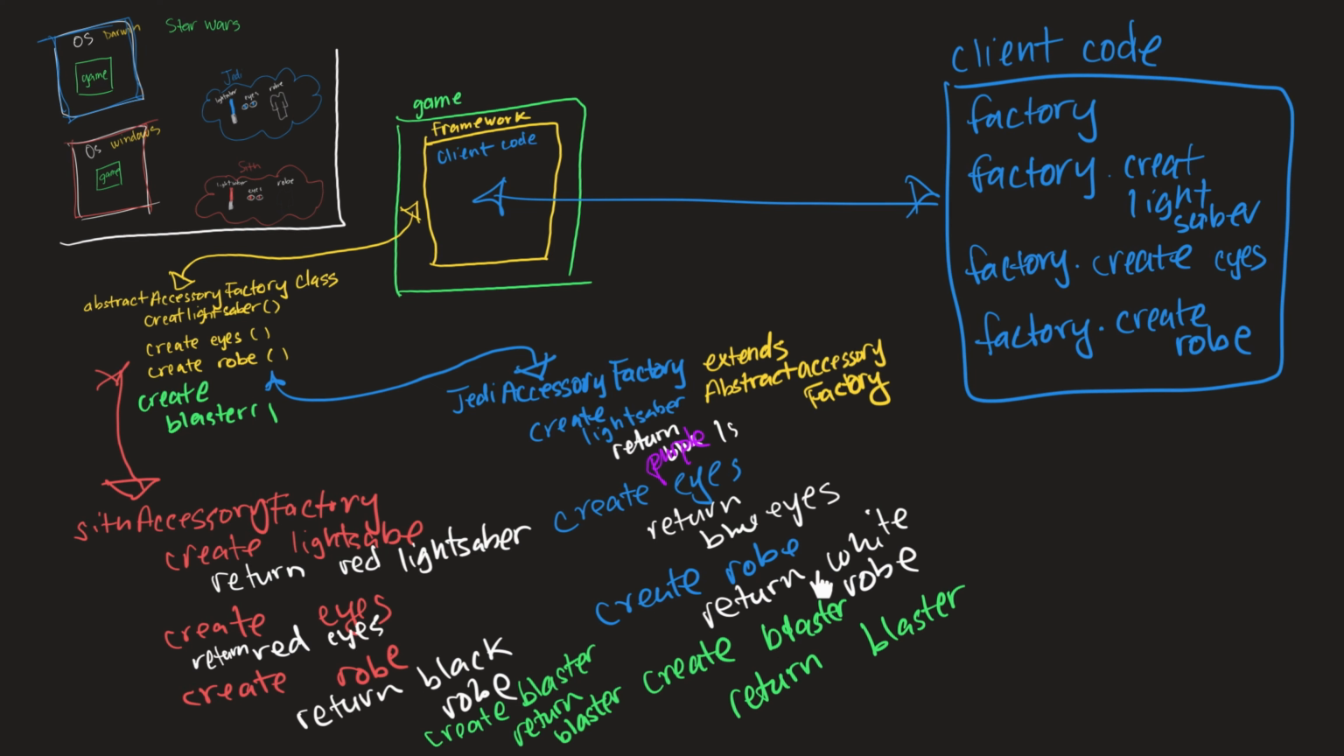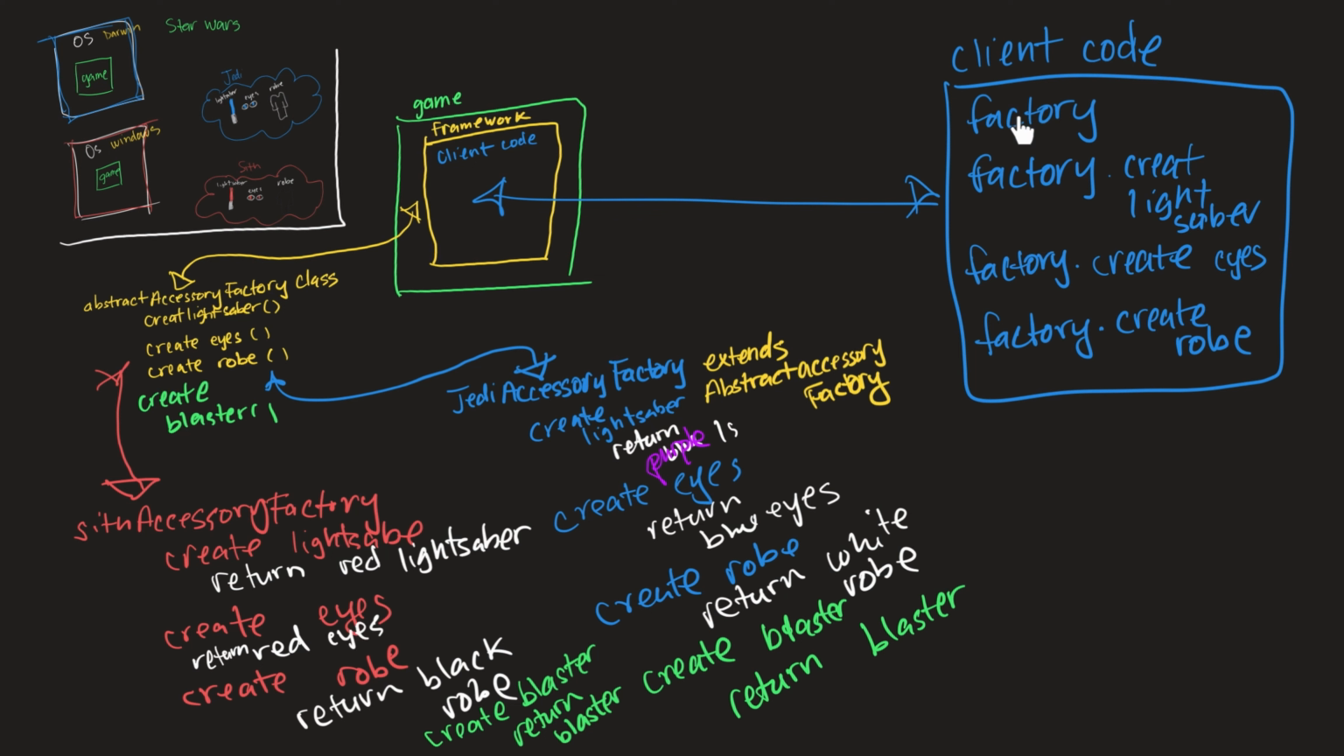And actually there's another benefit. So right now it's impossible for the client code to create any accessory that's not available to its OS. So for example, if this code is running on a Mac, it's literally impossible for this code to create a red lightsaber because Mac is specific to the Jedi accessories. And the factory that's passed to this client code is limited to only the Jedi accessories.